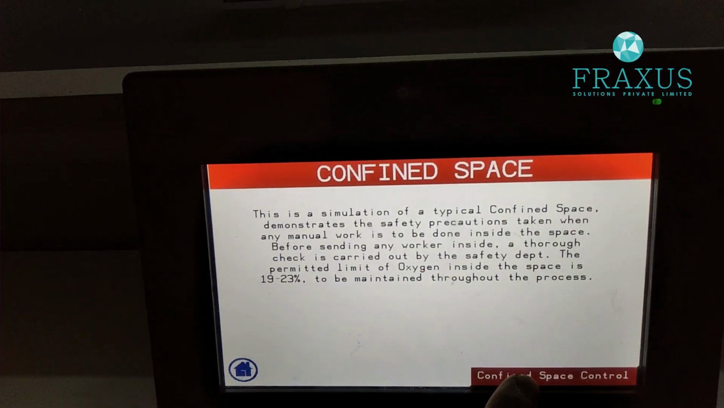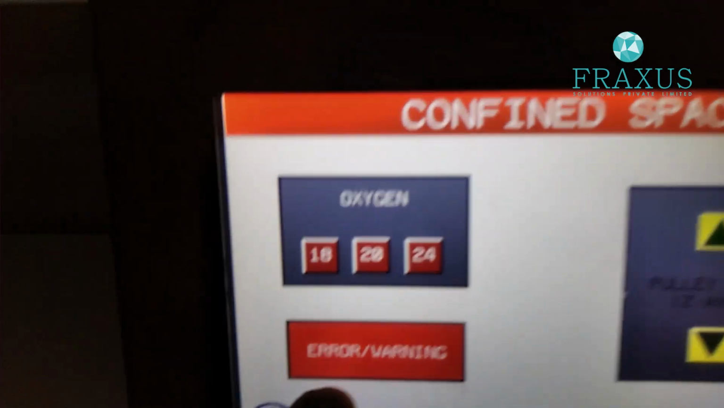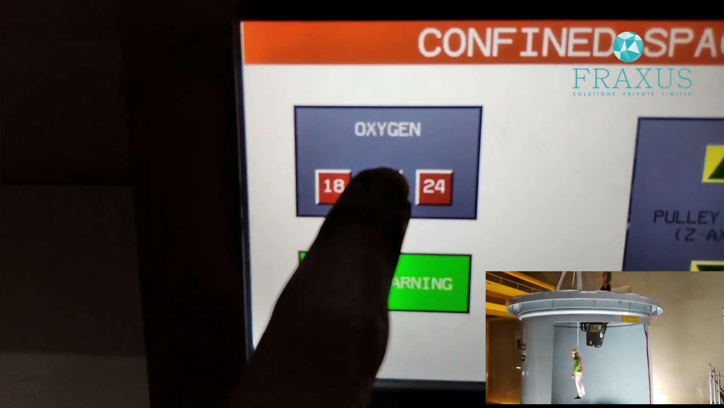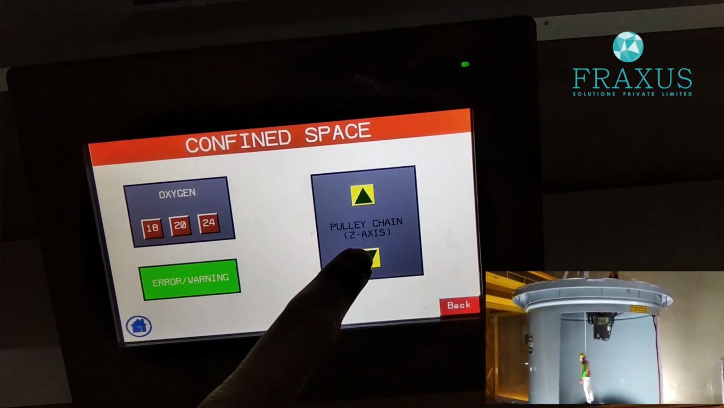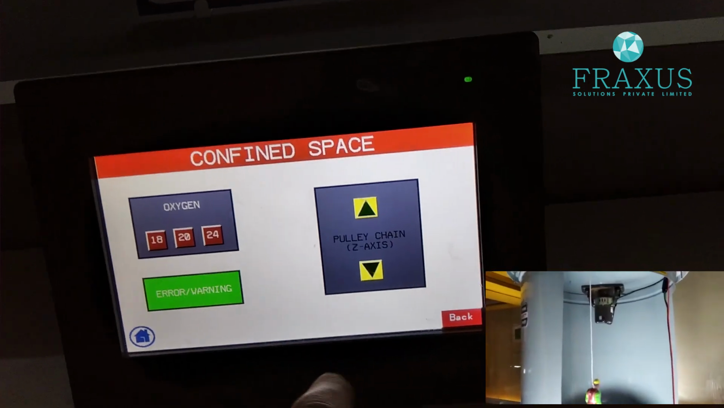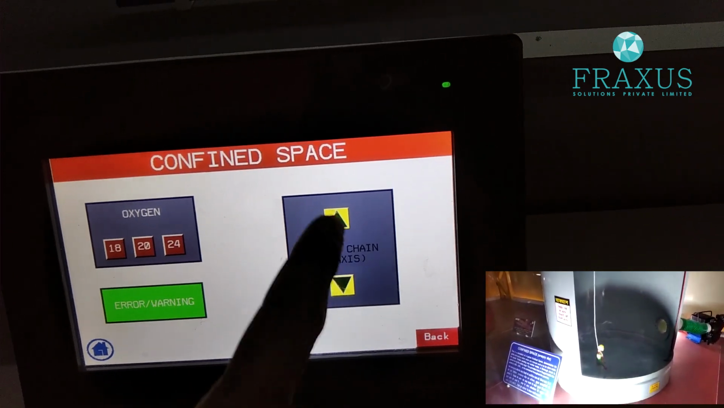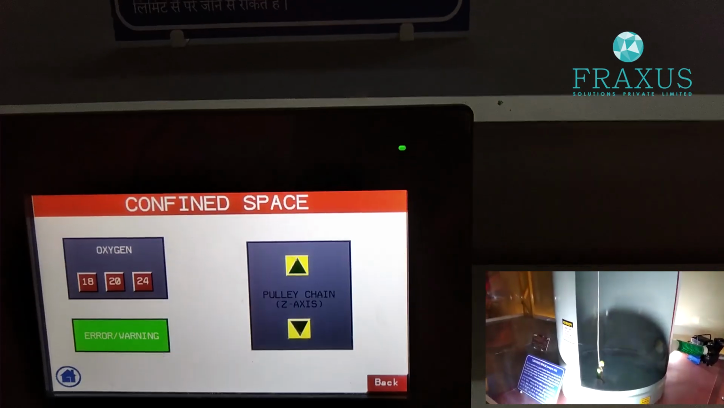Confined space. This simulation of a typical confined space demonstrates the safety precautions taken when any manual work is to be done inside the confined space. Before sending any worker inside, a thorough check is carried out by the safety department. The permitted limit of oxygen inside the space is 19 to 23% to be maintained throughout the process.